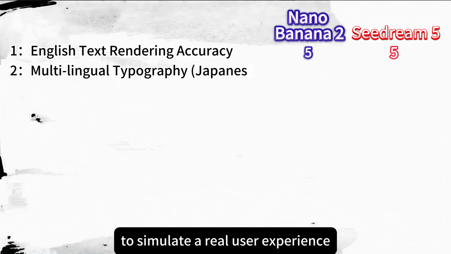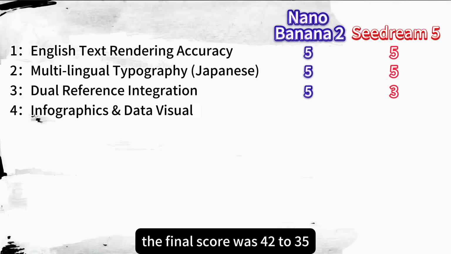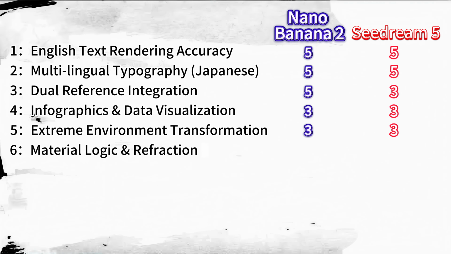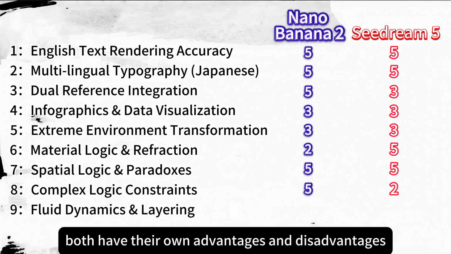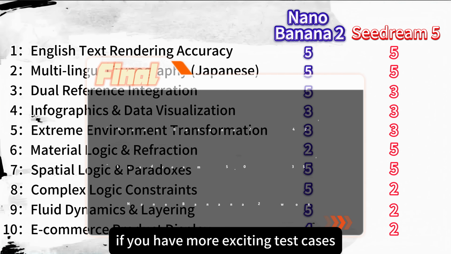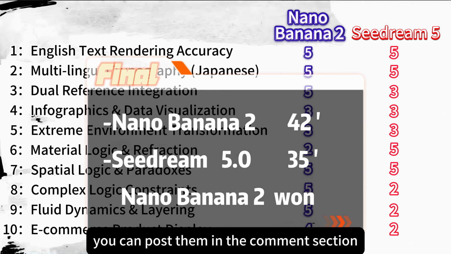Through 10 rounds of equivalent tests on VidGuru to simulate a real user experience, the final score was 42-35. Nano Banana 2 won. As can be seen from the current scoring rules, both have their own advantages and disadvantages. If you have more exciting test cases, you can post them in the comments section.